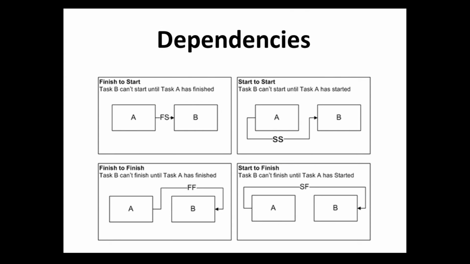When we link together tasks, we set up dependencies. MS Project uses 4 different dependencies, as you can see. The first one being a finish to start dependency. Task B cannot start until task A has been completed. A start to start dependency. Task B cannot start until task A has started. Finish to finish dependency. Task B cannot finish until task A has finished. Start to finish. Task B can't finish until task A has started.